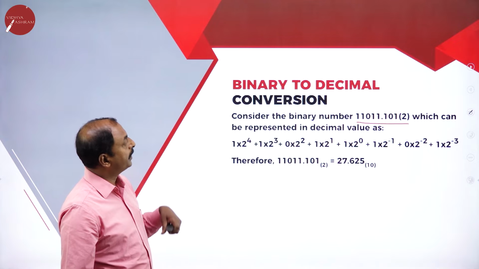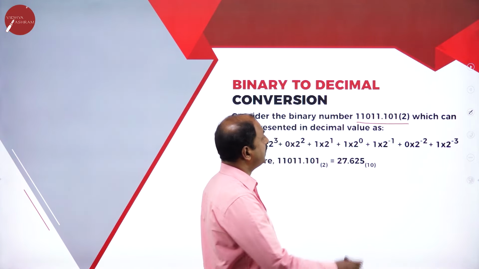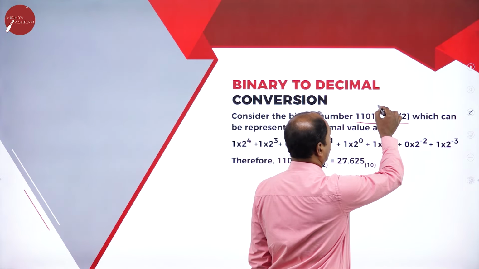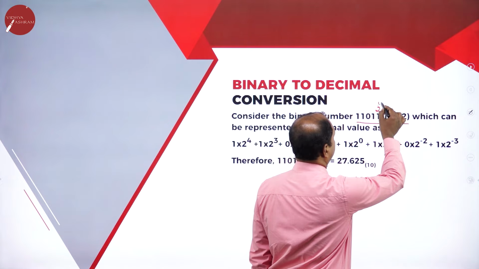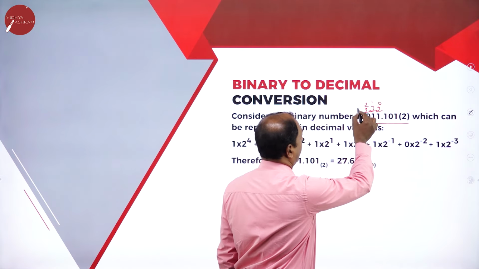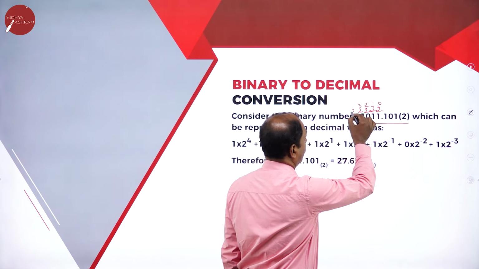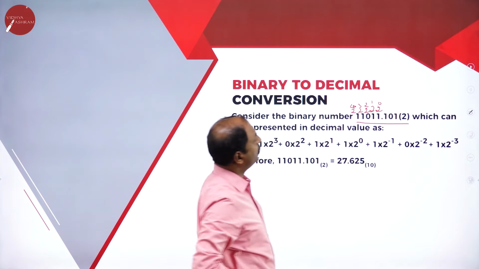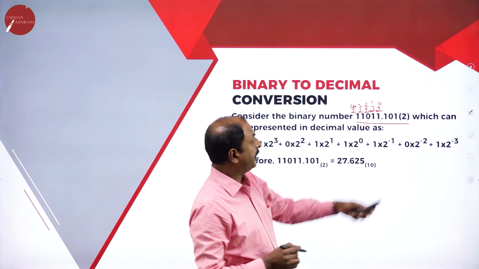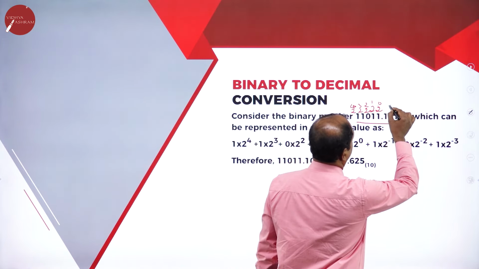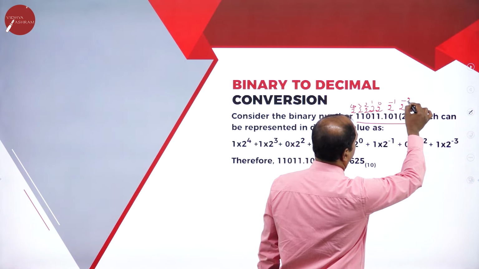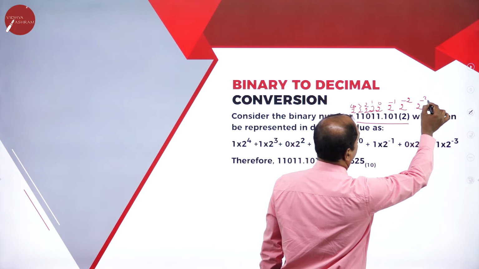Here we have to multiply the numbers. As you learned in the first session, the positional values are powers of 2: 2 to the power of 0, 2 to the power of 1, 2 to the power of 2, 2 to the power of 3, and 2 to the power of 4. These are the positional values of each digit. Similarly, on the right-hand side, after the decimal point, it is 2 to the power of -1, 2 to the power of -2, and 2 to the power of -3.